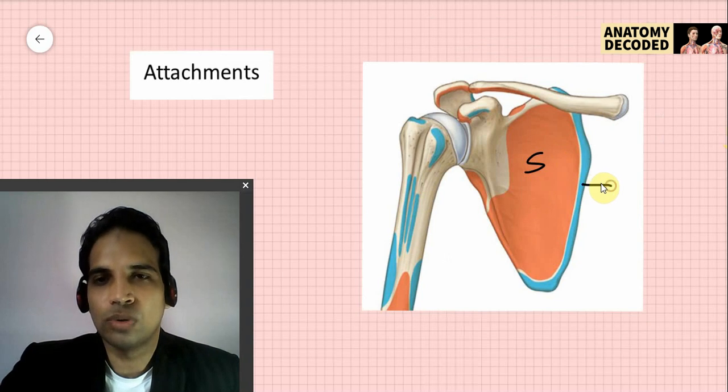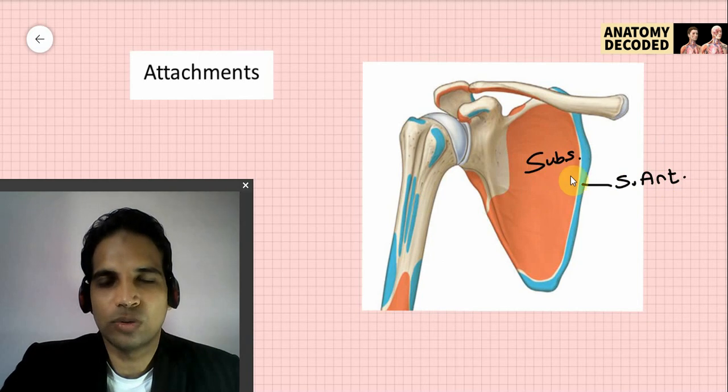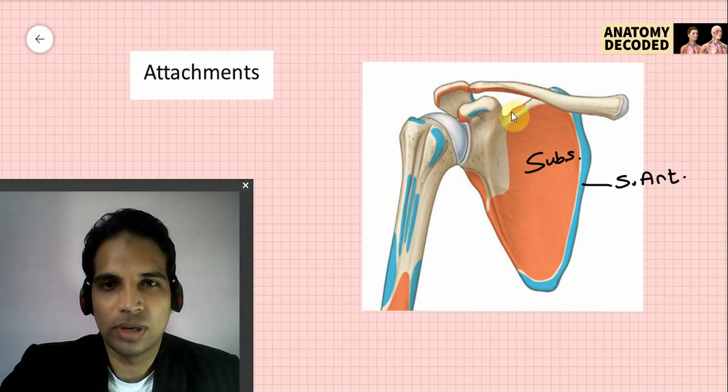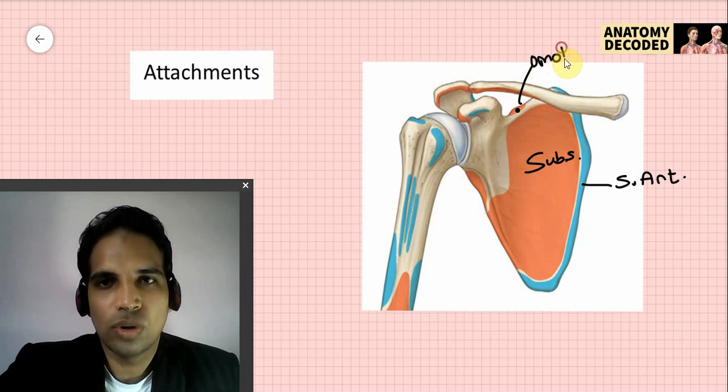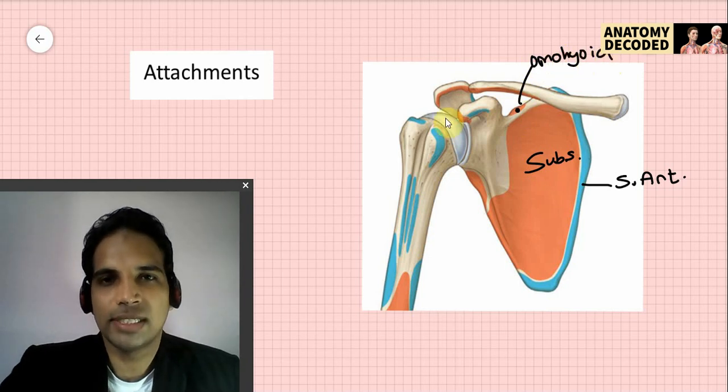This muscle is attached onto the medial border of the costal surface. This muscle is serratus anterior. The subscapularis and serratus anterior muscles are prominently seen from the anterior aspect of the scapula. Here we can see a small muscle. This muscle is the omohyoid. That's the inferior belly of the omohyoid which is seen.